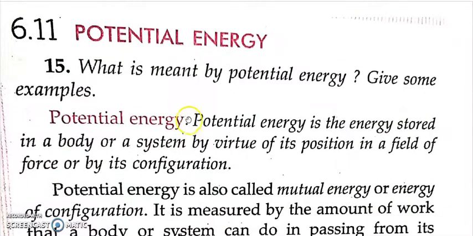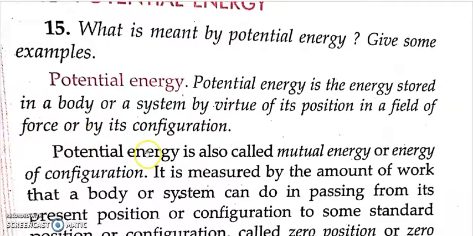So, the definition of potential energy: potential energy is the energy stored in a body or a system by virtue of its position in a field of force or by its configuration. So potential energy is also called mutual energy or energy of configuration. The total energy that is stored in a configuration is called potential energy.